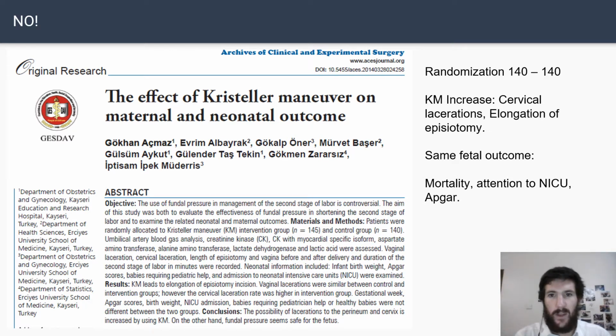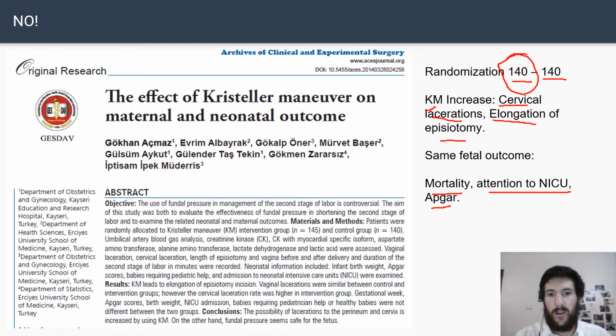Here, in this investigation that was made in Turkey in the year 2014, they separated two different groups, 140 patients in one group and 140 patients in the other group. In one group, they performed the Kristeller maneuver, the fundal pressure, and in the other group, they didn't. And they checked the outcomes: the cervical lacerations, the elongation of the episiotomy, and also fetal outcomes like mortality, admission to the NICU, or Apgar of the baby. And they realized that the mothers who were randomized to the group that received the Kristeller maneuver had increased cervical lacerations, increased elongation of the episiotomy, and also more serious complications like, for example, uterine rupture.